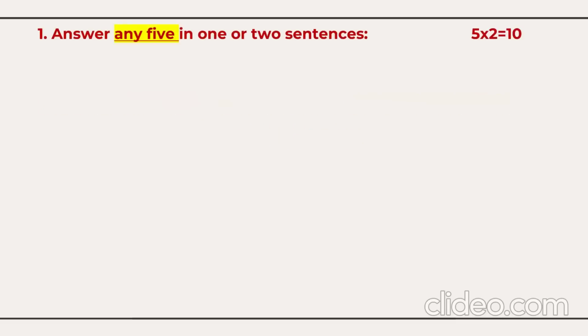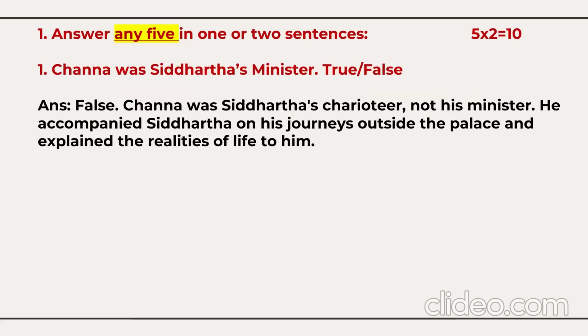Out of 7 questions, you are going to attempt 5 questions, 2 marks each. Question number 1, Channa was Siddhartha's minister, true or false? It's false, because Channa was Siddhartha's charioteer, not his minister. He accompanied Siddhartha on his journeys outside the palace and explained the realities of life to him.